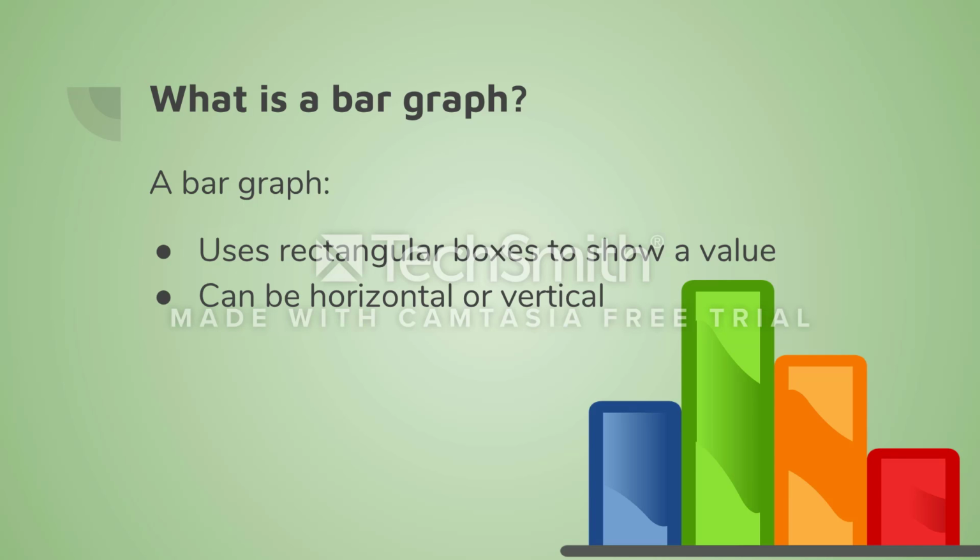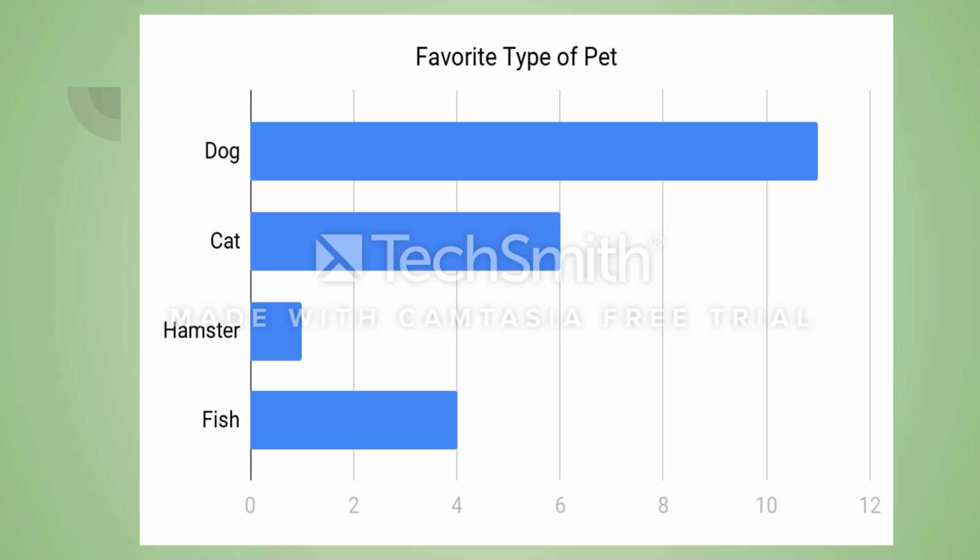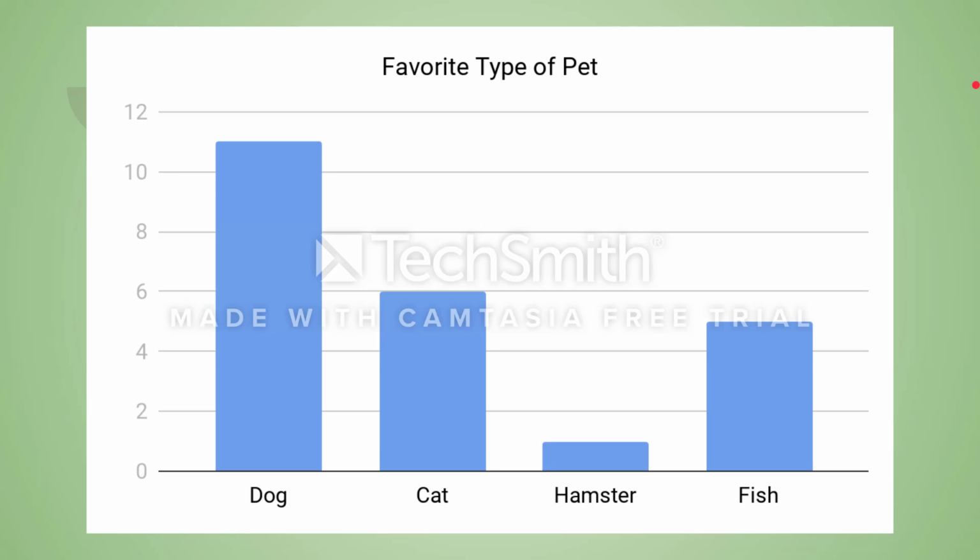A bar graph is a graph that uses rectangular boxes to show a value. And these boxes can be either horizontal or vertical. So here is an example of a horizontal bar graph. The bars go from left to right in a horizontal fashion. In a vertical bar graph, the bars go up and down in a vertical fashion.